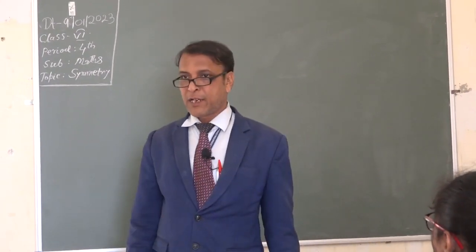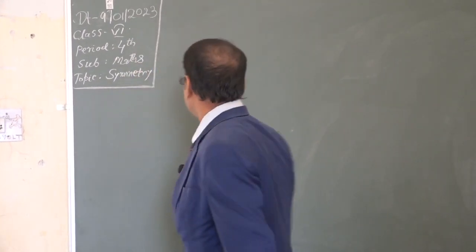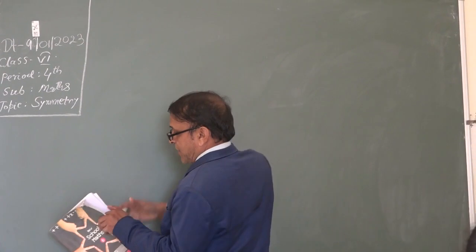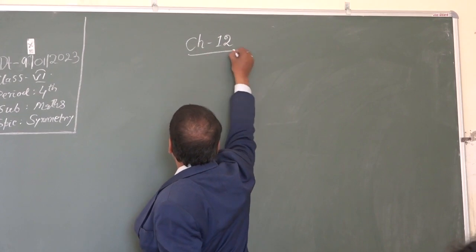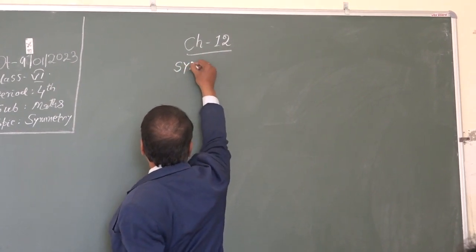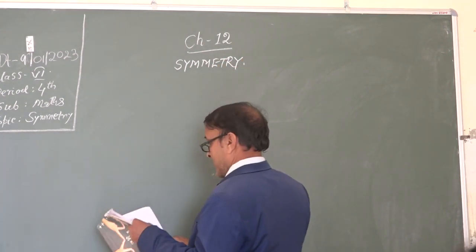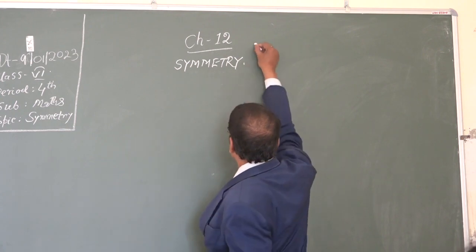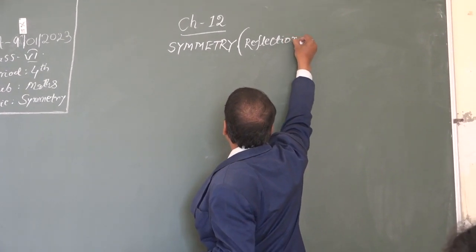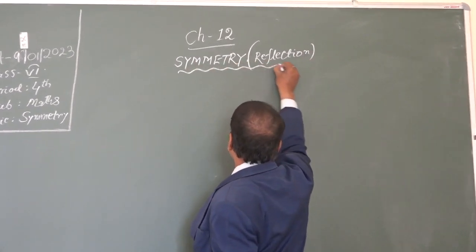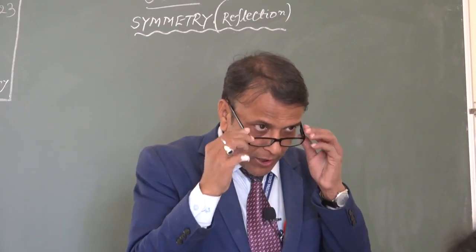So now, in this class, I am going to teach you about symmetry. That is your chapter 12. So, chapter 12, that is your symmetry. Symmetry, or another way it can be written, that is reflection. Symmetry and reflection.